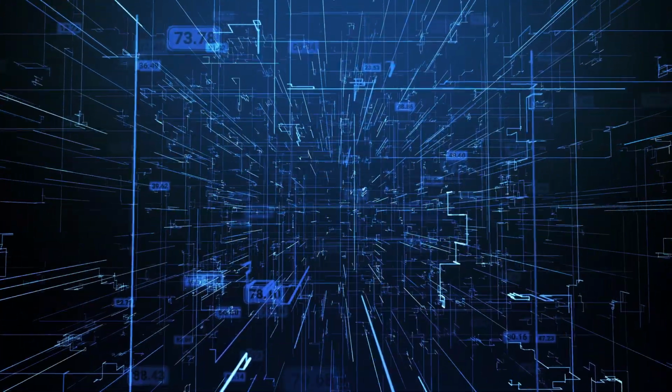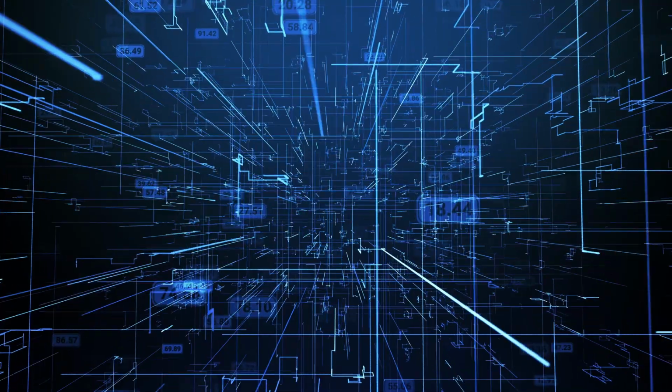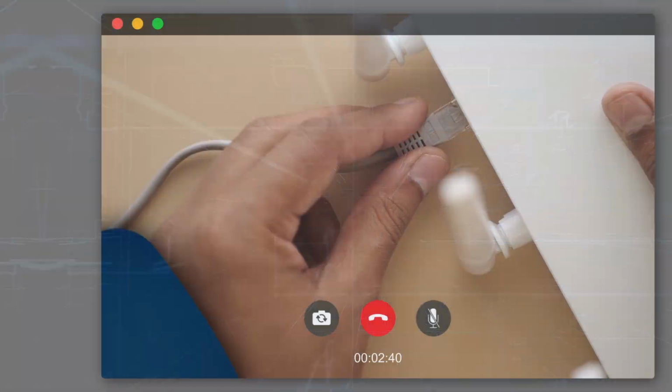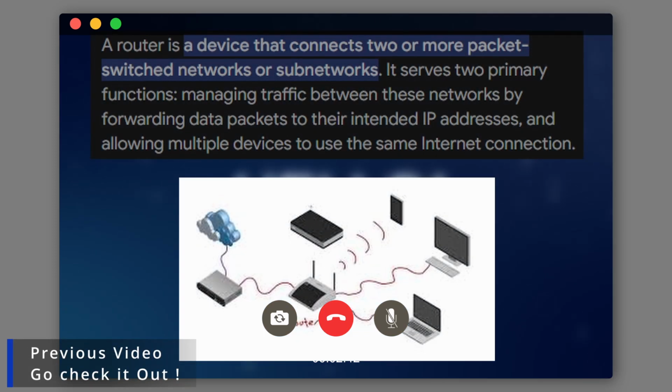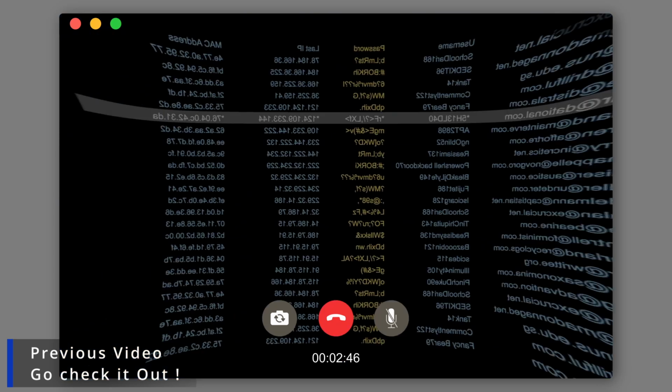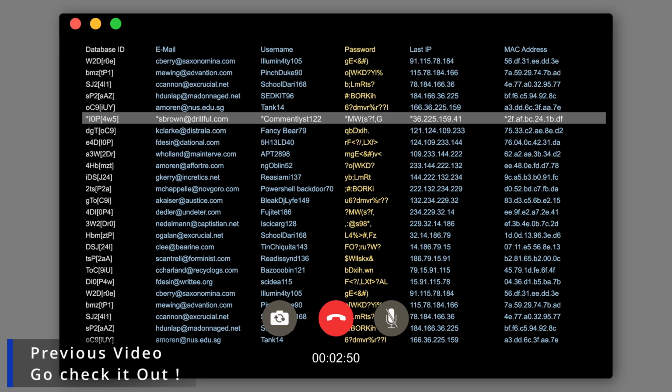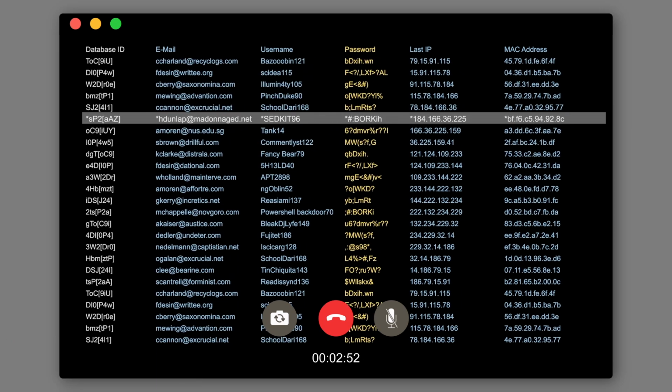Let's get started. Before diving into static and dynamic routing, let's quickly recap what routing is. Routing is the process of directing data packets from one network to another. Routers make these decisions based on a set of rules or protocols, ensuring that data reaches its destination efficiently and securely. First up is static routing.